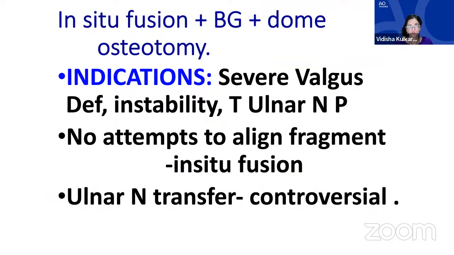Now coming to in situ fusion, which is reserved for patients presenting very late and with severe valgus deformity. Sometimes instability may be there, or maybe tardy ulnar nerve palsy may be there. So no attempts are made at all to mobilize the lateral condyle, and in situ fusion is achieved using K-wires or a compression screw and bone graft. And ulnar nerve transfer is controversial. If you are correcting the deformity, then there is no need of anteriorly transposing the ulnar nerve.